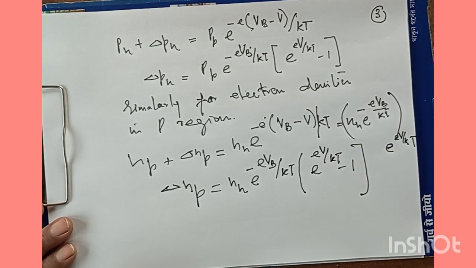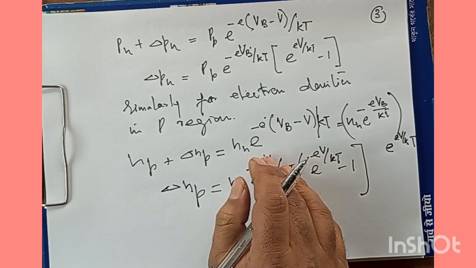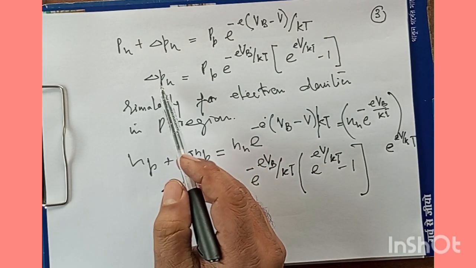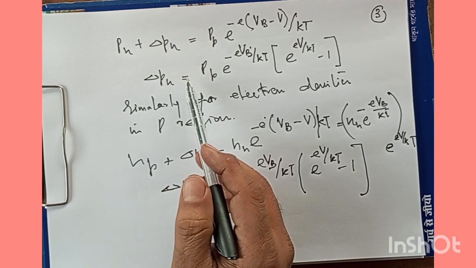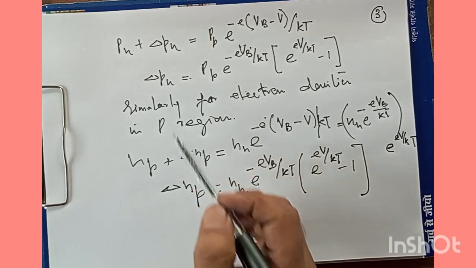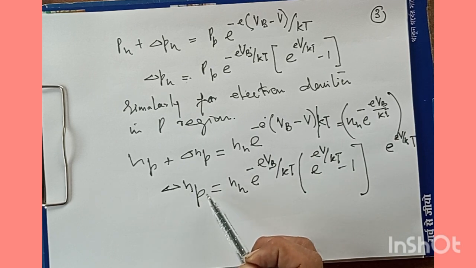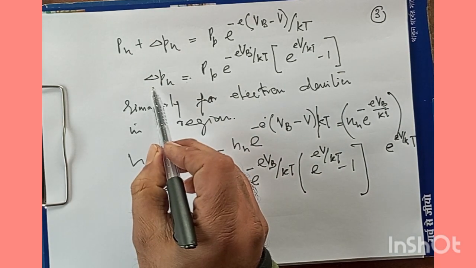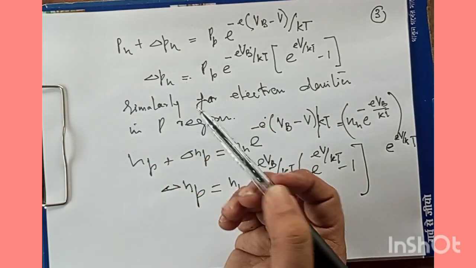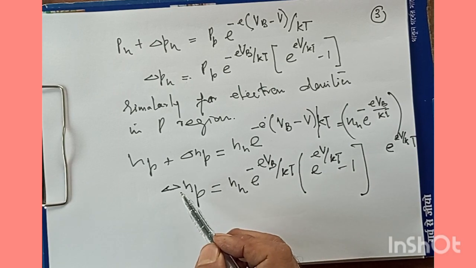All right. Now, what we can talk about here is we have calculated the hole densities in the N region, and we have calculated the electron densities in the P region. So we have delta Pn as electron densities in the P region, and delta Np as hole densities in the N region.